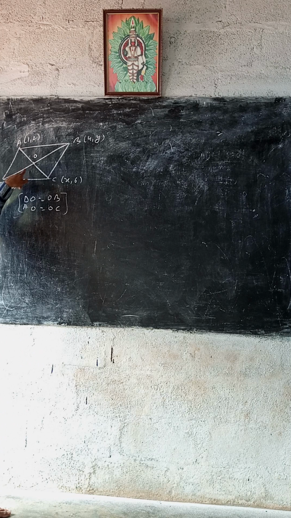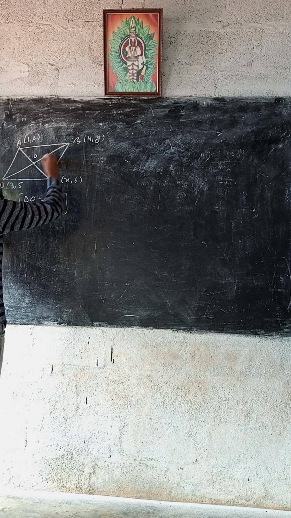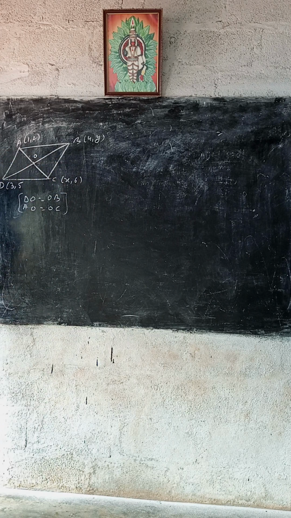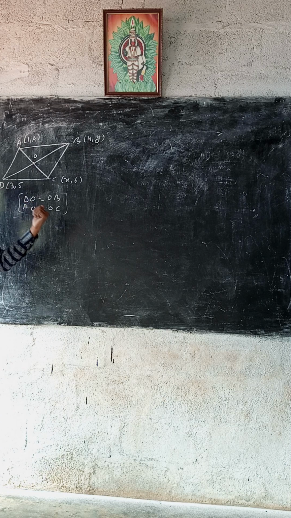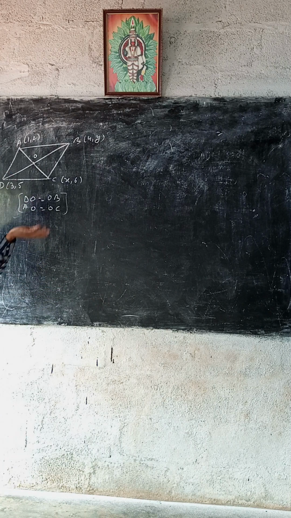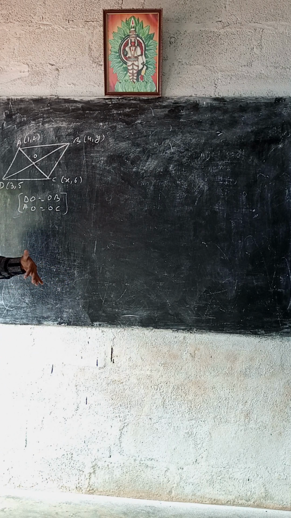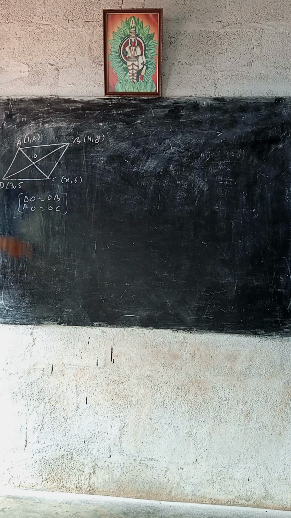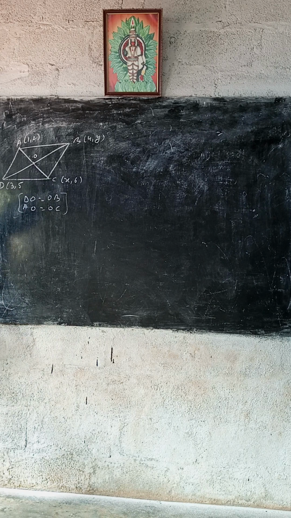So first we are finding the x value here, then we are finding the y value here. For this we can use the distance formula or the section formula. Section formula with ratio 1:1 is the midpoint formula. We are using the midpoint formula because O is the midpoint of AC and also of BD. So let's write according to that.